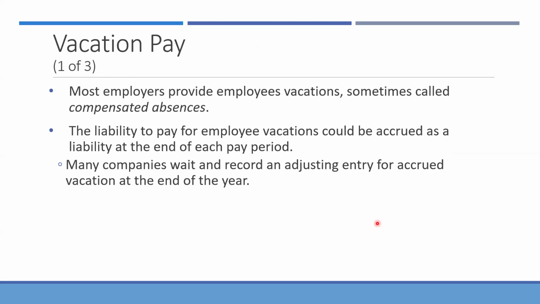Most employers provide employees vacations, sometimes called compensated absences, and the liability to pay for employee vacations could be accrued as a liability at the end of each pay period. Many companies wait and record the adjusting entry for accrued vacation at the end of the year.